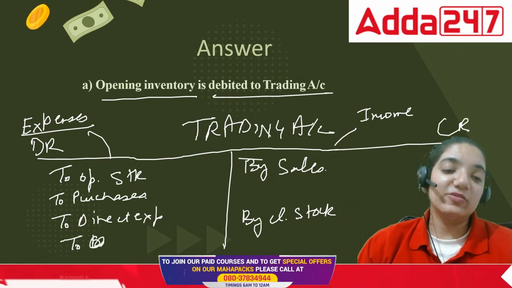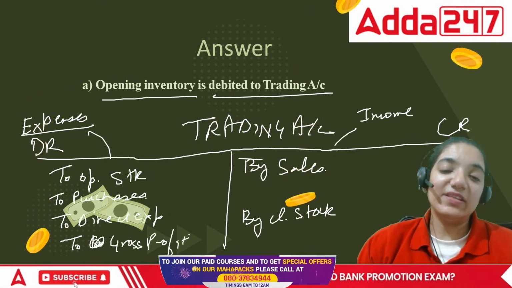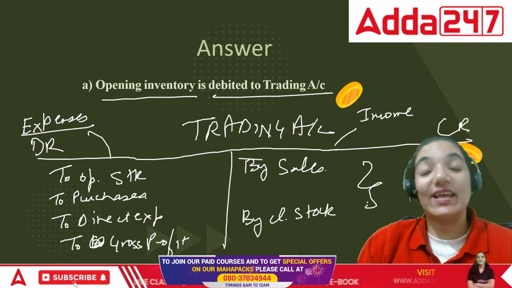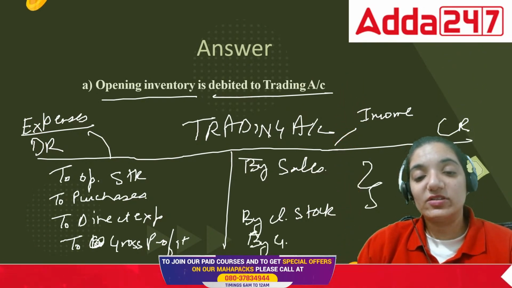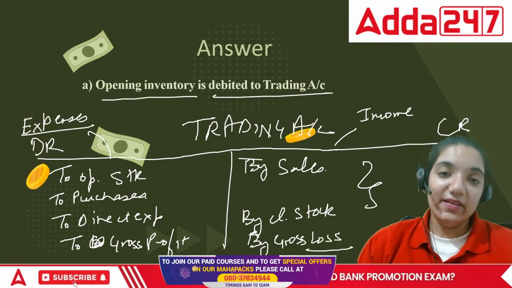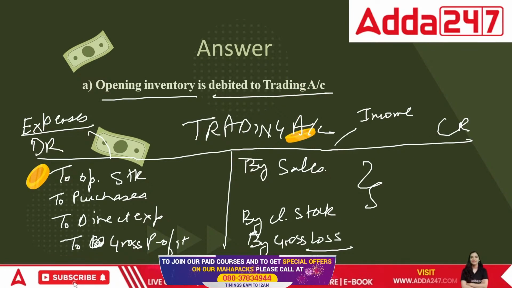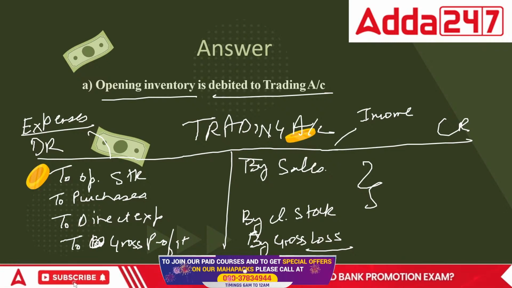Now this part would be to balance. No, this will be gross profit. If there's a profit, that means your income side should exceed the expense side. Otherwise, we will have gross loss. This is why it is called a nominal account, everyone. This account's balancing figure is always these things.